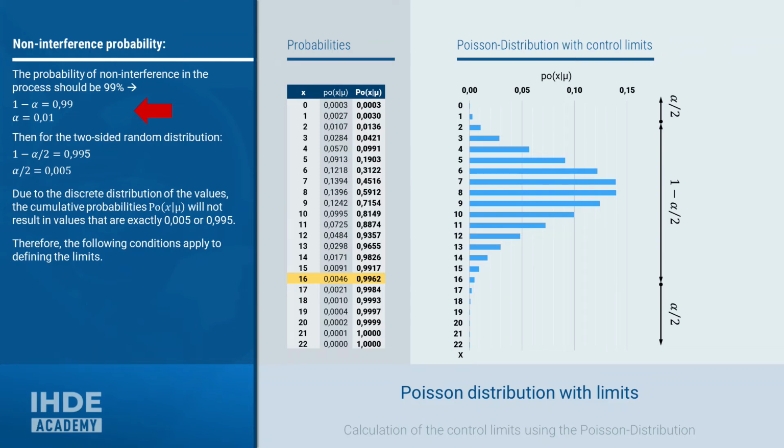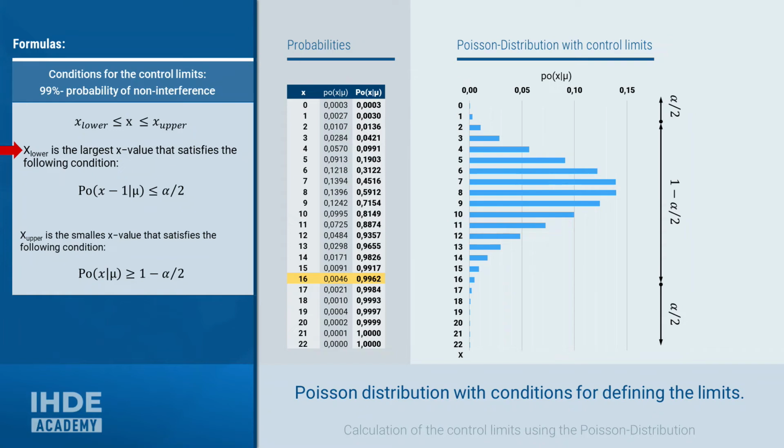Since this lesson is aimed at experts, it is assumed at this point that the terms related to random variation are known. With a 99% probability of non-interference, 1 minus alpha is 0.99 and alpha is 0.01. For the two-sided distribution, alpha half is then 0.005. As we will see shortly, due to the discrete distribution of the values for the cumulative probabilities, capital P(x), there will be no values that are exactly 0.005 or 0.995. Therefore, the following conditions apply to defining the limits.